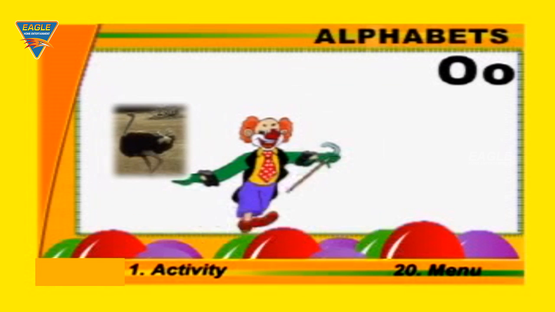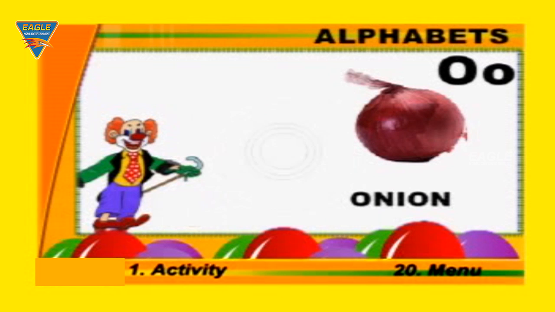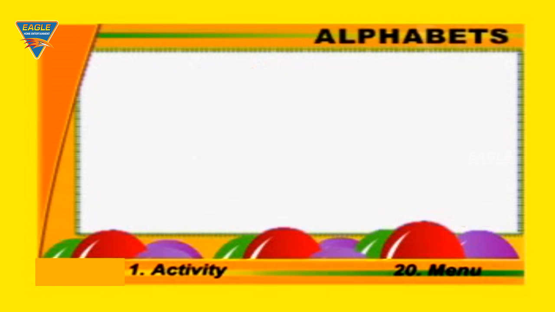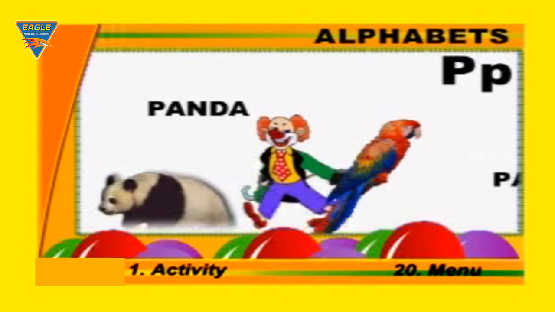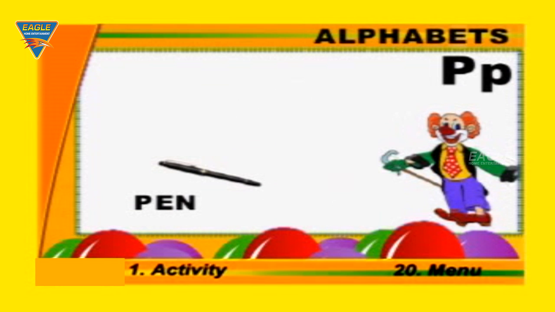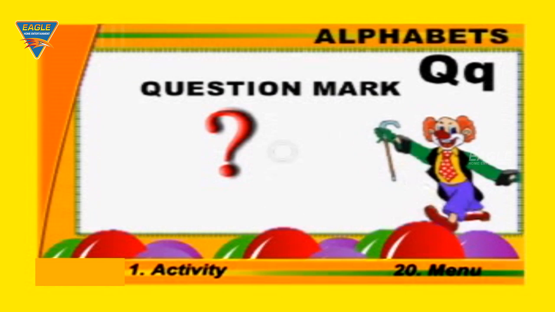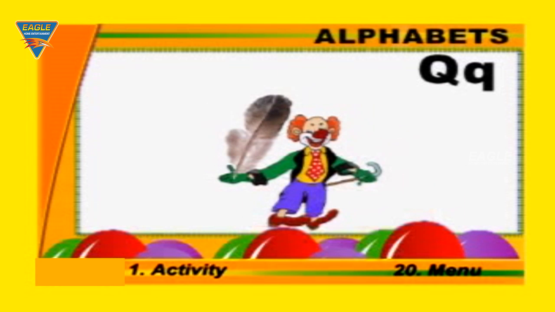O. O for ostrich. O for onion. And O for orange. P for panda. P for parrot. And P for pen. Q. Q for question mark. Q for queen. And Q for quill.